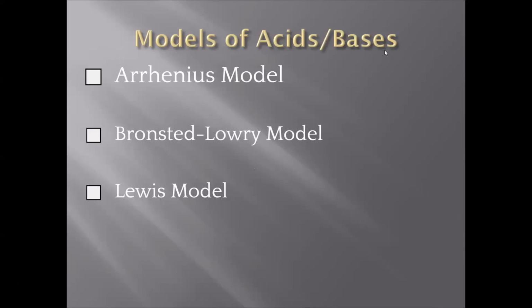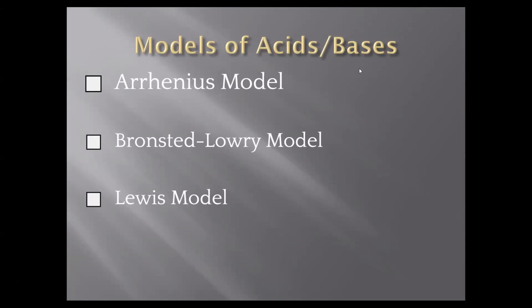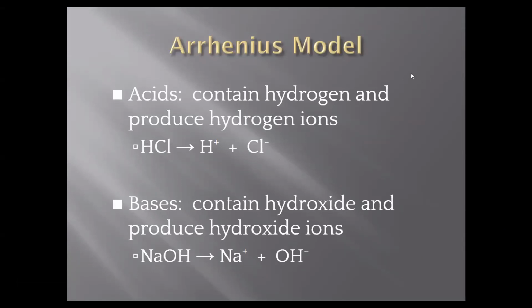So there are a few different models of acids or bases. There's the Arrhenius model, the Bronsted-Lowry model, and the Lewis model. First, I'm going to talk about the Arrhenius model. The Arrhenius model states that acids contain hydrogen and they produce hydrogen ions. If we're taking hydrochloric acid, for example, it obviously has a hydrogen in it, and when you throw it into solution so that it breaks up or dissolves, it's going to produce a hydrogen ion and a chloride ion, but the key one that you're looking for here is the hydrogen ion.